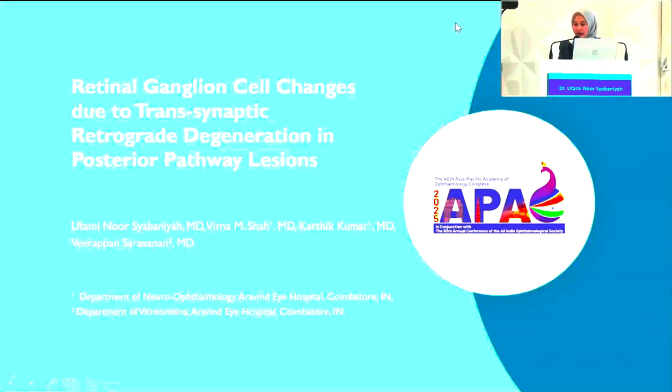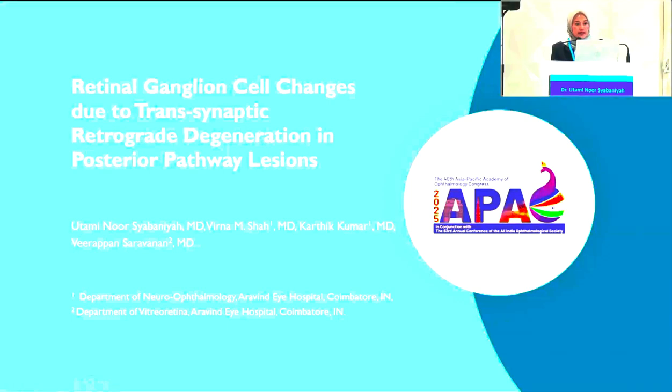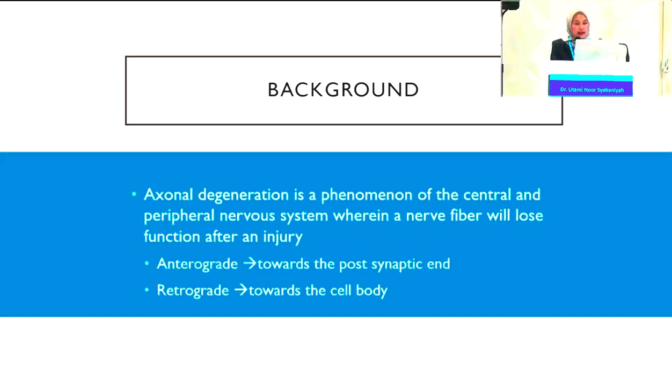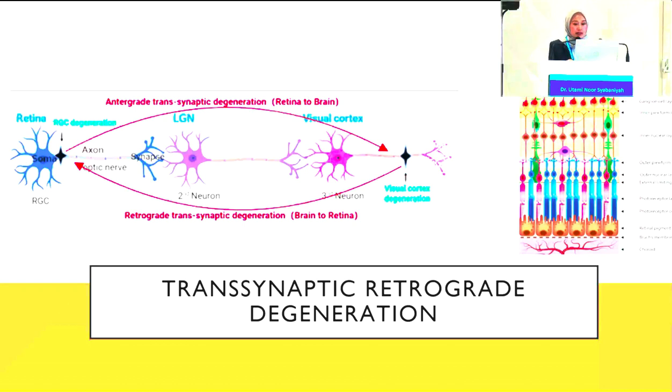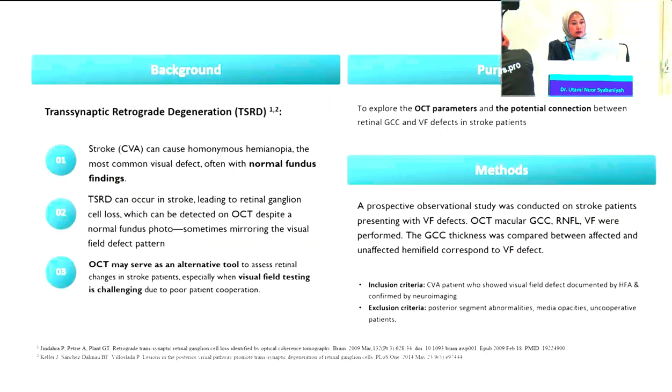My name is Utami. I'm delighted to present our study on retinal ganglion cell changes due to transsynaptic retrograde degeneration in posterior pelvic lesions. Axonal degeneration occurs when nerve fibers lose function after injury. If degeneration progresses towards the cell body, it is called retrograde. In transsynaptic retrograde degeneration, the damage in the central nervous system can cause atrophy in the neurons across the synapse.